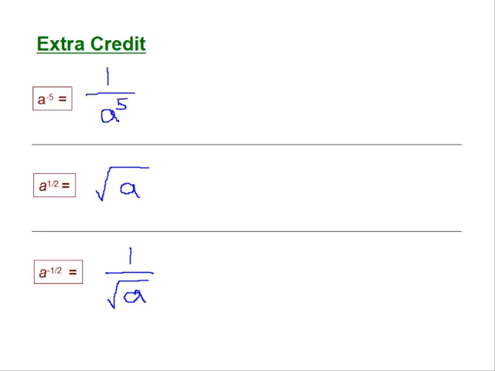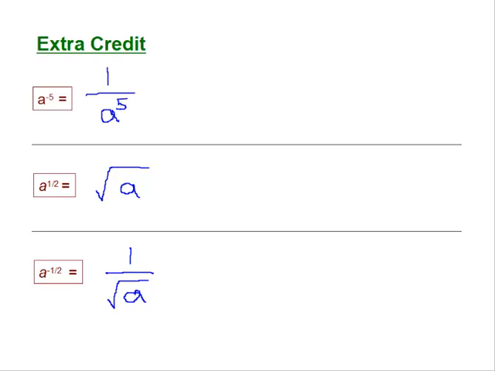A negative exponent means you're really dividing by a to the positive 5 here. Negative exponent, if you want to change it to positive, you put it on the bottom of a fraction. Another way to say that is if you change the sign of the exponent, you flip it to the bottom.